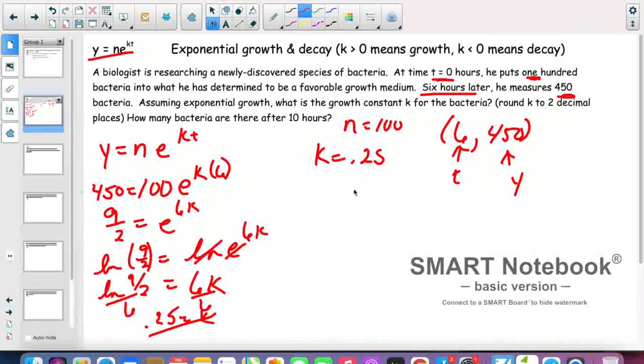So I can plug that into my equation. So now my new equation is y equals N e to the 0.25 T. And then I can find what they're asking me to find.